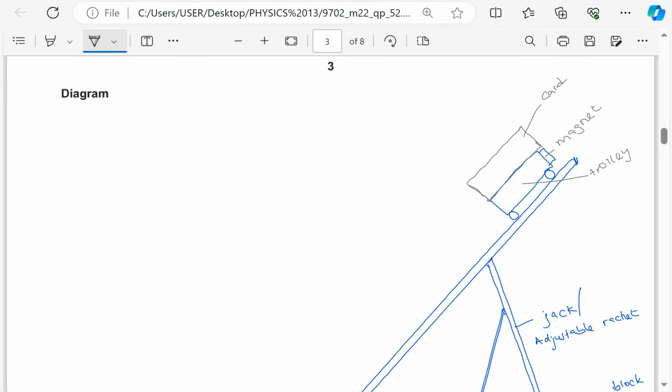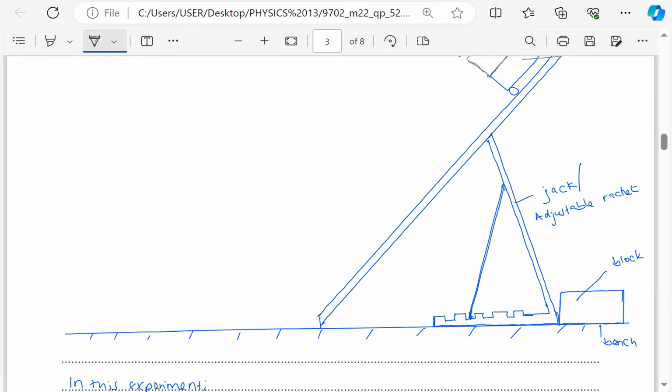Okay. Of course, I will need the length of this card because it is the card which is going to intercept the light gate. So I will need the length of the card. I will call it L. Okay. So I'll put the trolley there. Then I need to put a point X. Let me put point X here so that I don't cause congestion on my diagram. So I'll put X there.